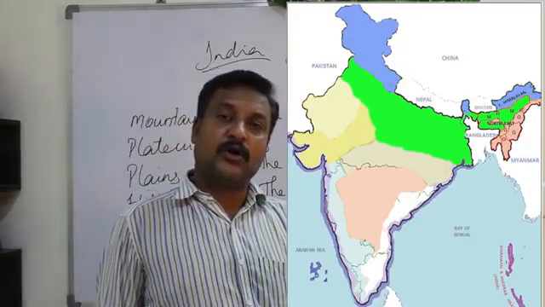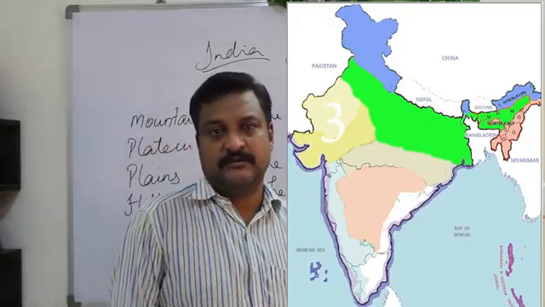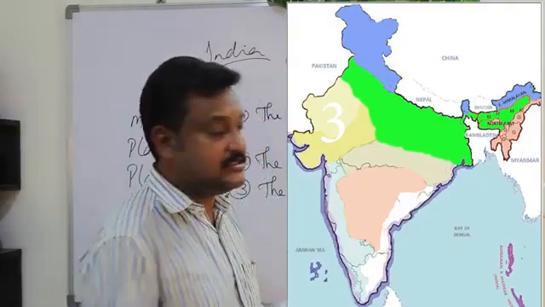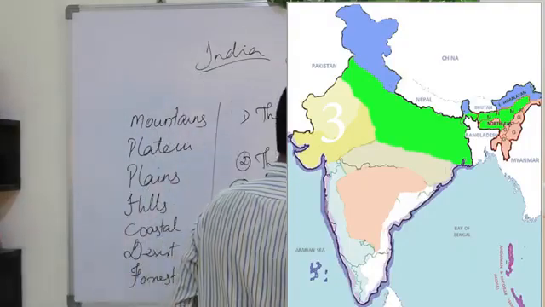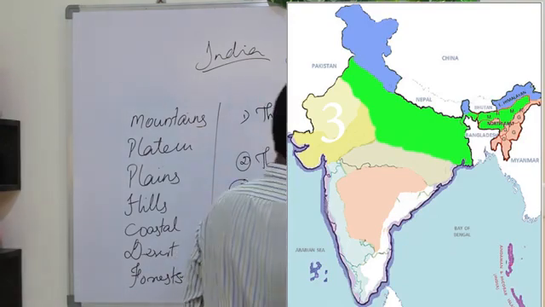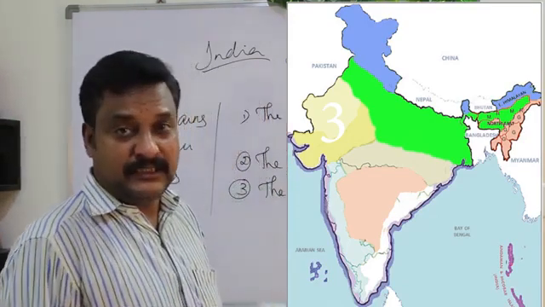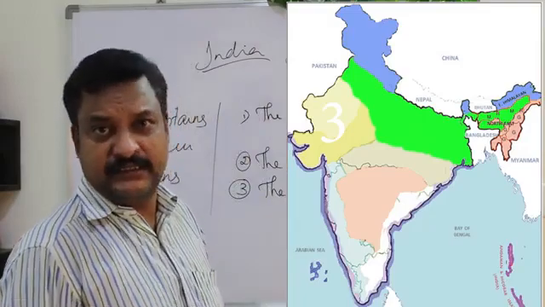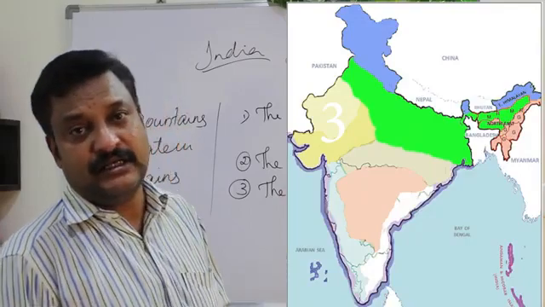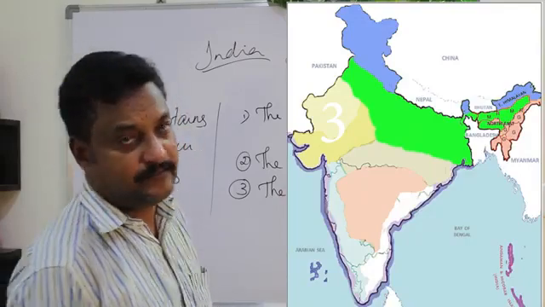Right? In the north itself, to the west of the plains, we have a desert, also known as the Thar Desert. Yes, the Rajasthan region of India is a desert region. That is the Great Indian Desert or the Thar Desert.